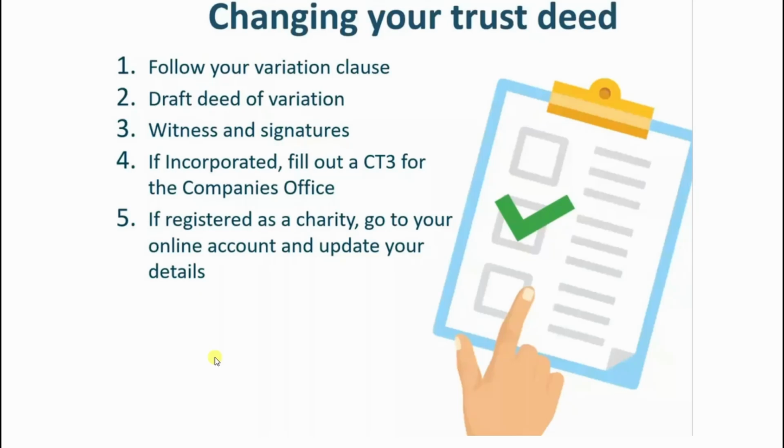Now, to change the trust deed, the following points need to be followed. So you have to follow your variation clause. That will be a clause in the trust. You have to draft a deed of variation, so that's a document you actually draft, and then witness and signatures in the correct way. And if it is an incorporated trust, fill out a CT3 for the company's office. And if it's registered as a charity, go to your online account and update your details. So important to follow those procedures.